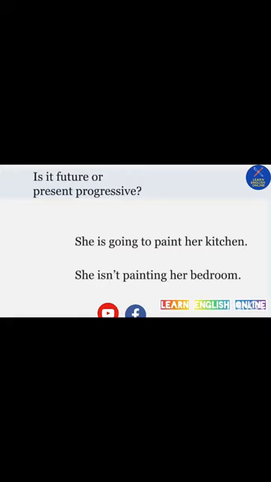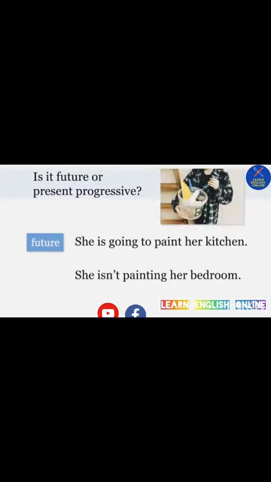Let's practice. You see two sentences. She is going to paint her kitchen. She isn't painting her bedroom. Both are correct, but which one is future and which one is present progressive? She's going to paint her kitchen. This is happening in the future. She isn't painting her bedroom. This is happening right now.